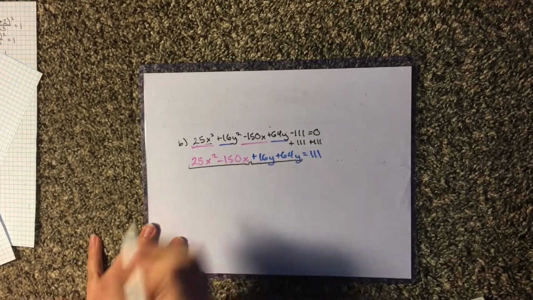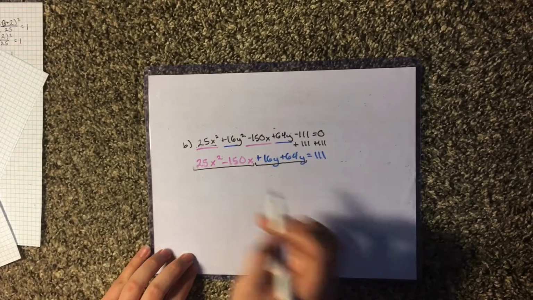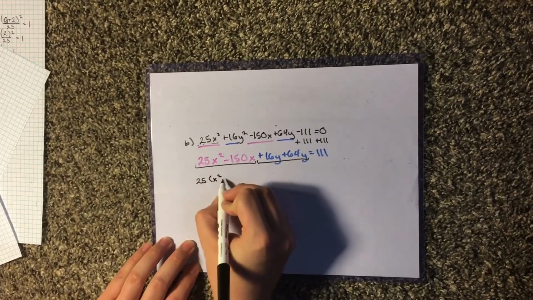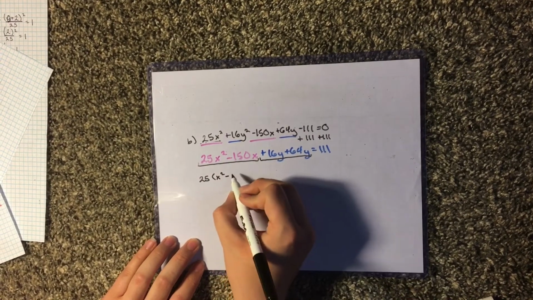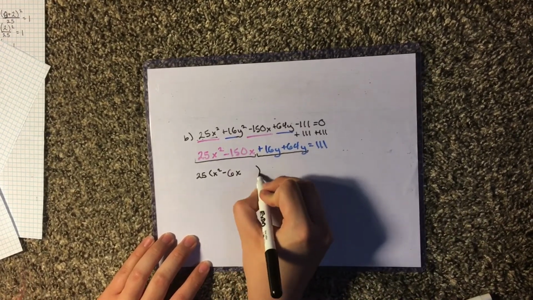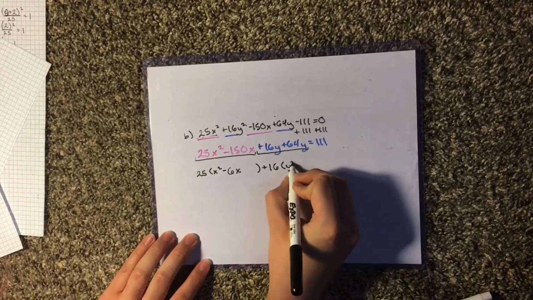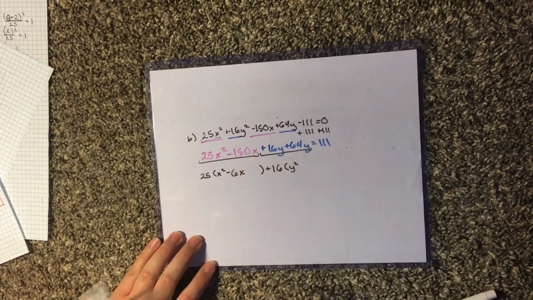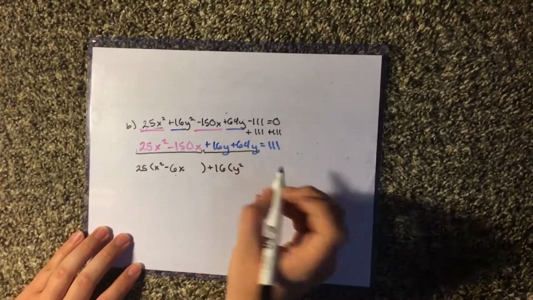So I'm going to factor out the common factors. I'm going to factor out 25 out of this first one. x squared minus 6x. I'm going to leave a little gap because I know I'm going to be doing the awesome, really cool hack that Mr. Leach taught us, and that is to half and then square the term to complete the square.